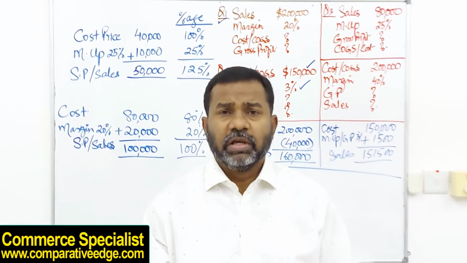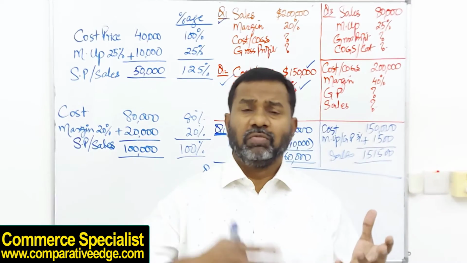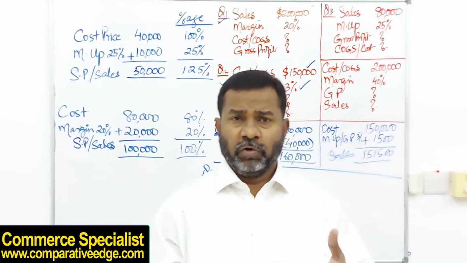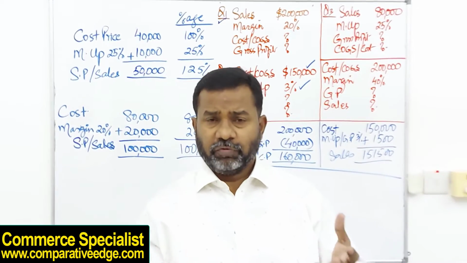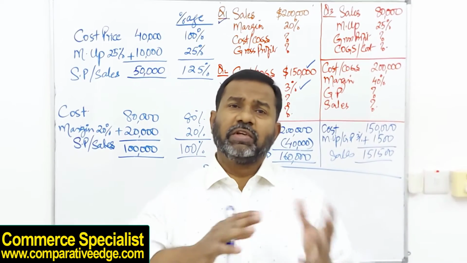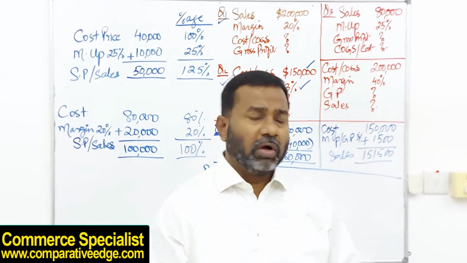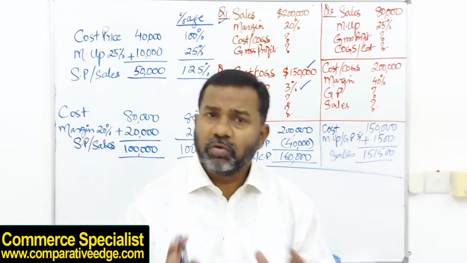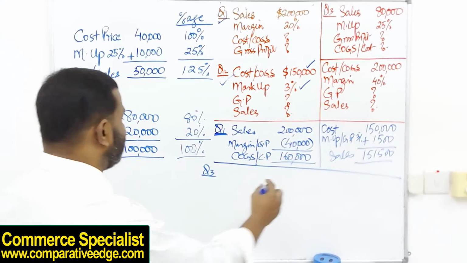Conversion method means if you are given sales and markup, we need margin to apply directly on sales. Or if you're given cost of goods sold and margin, if cost of goods sold is given, we need markup, not margin. So if there is a mismatch, how to convert? Over here we have sales and we have markup, so I need margin, I don't need markup. So understand how we convert.